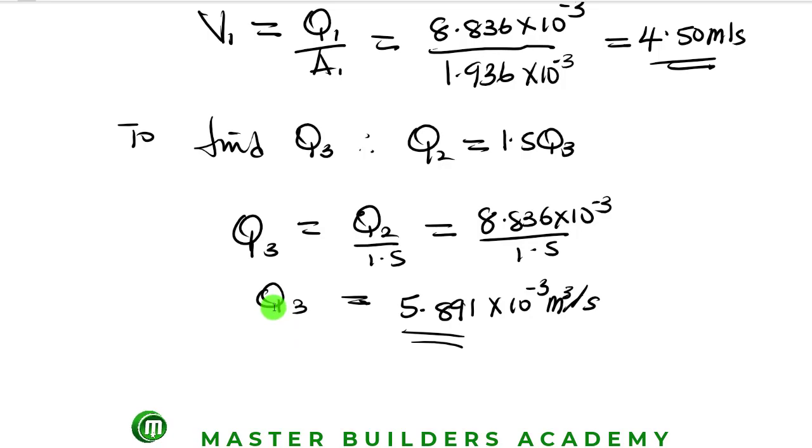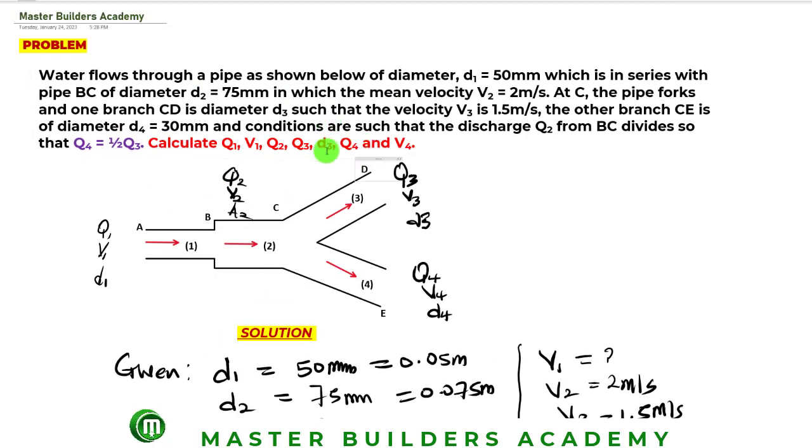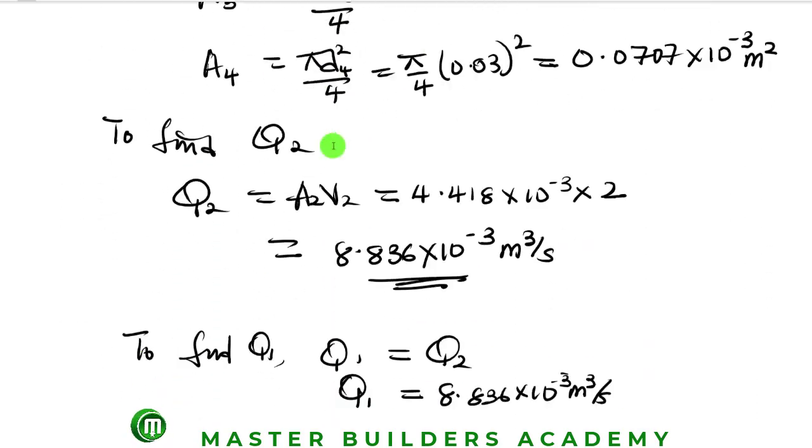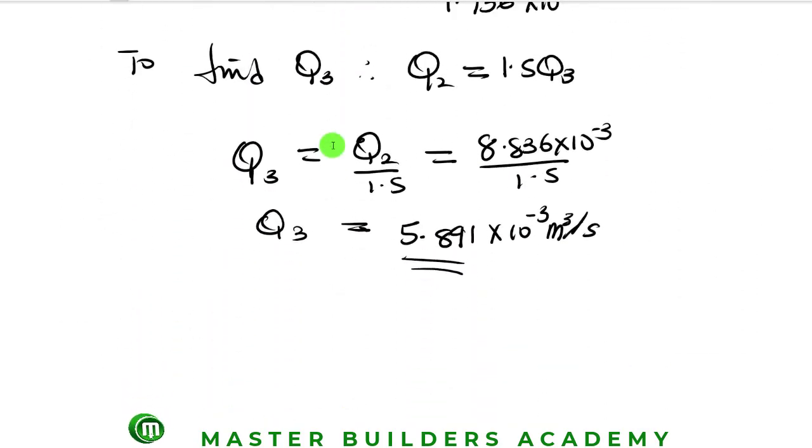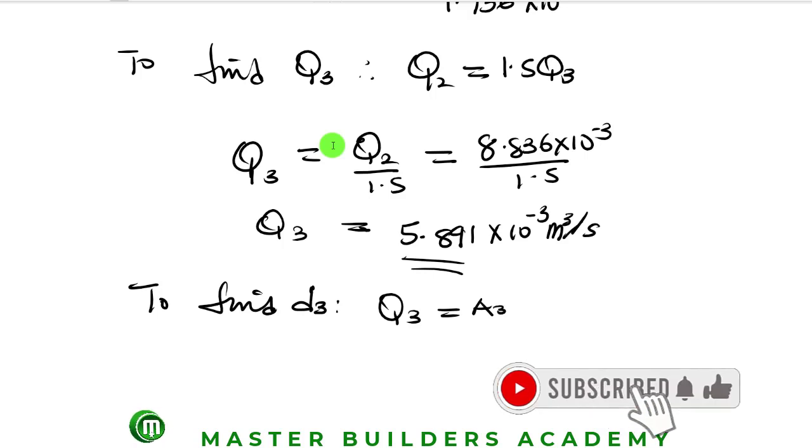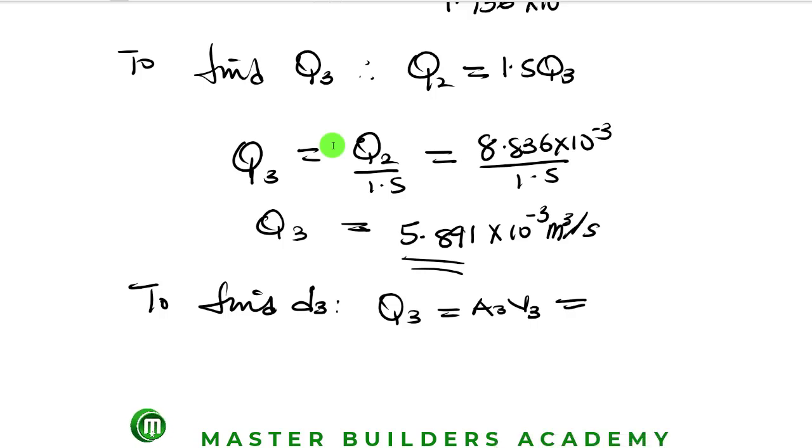Now, having obtained the value of Q3, if we move up to this question section, we are asked to find D3, right? So we can now find our D3 by first of all recalling the equation that connects D to V. It's as simple as this. So to find D3, you recall that Q3 is equal to A3 V3.